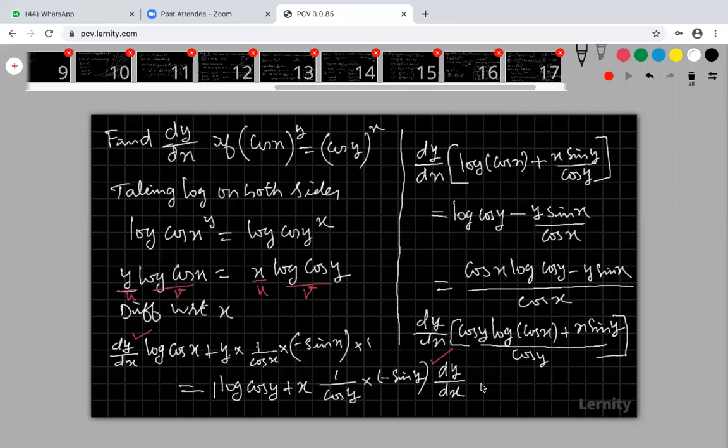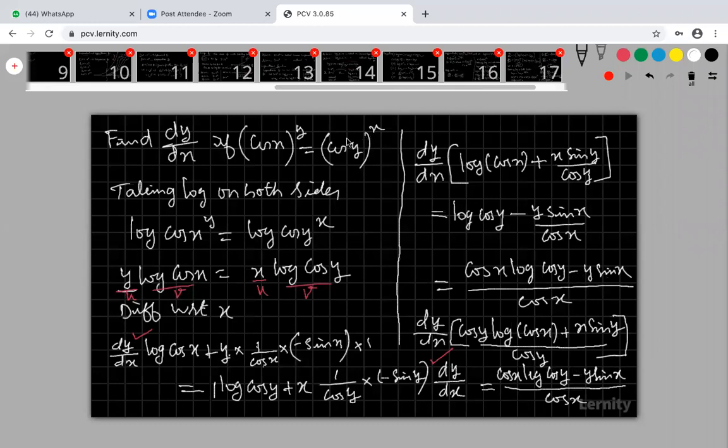Okay, equal to right hand side. What is my right hand side? My cos x log cos y minus y sin x, whole divided by cos x. My cos x log cos y minus y sin x by cos x.